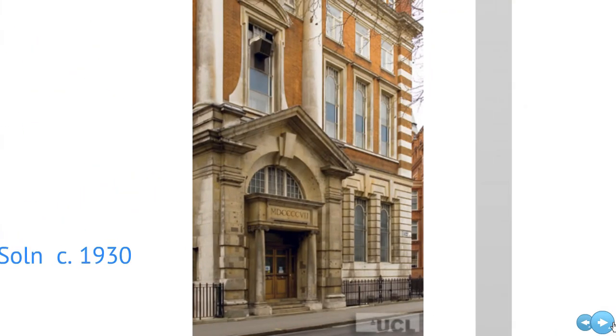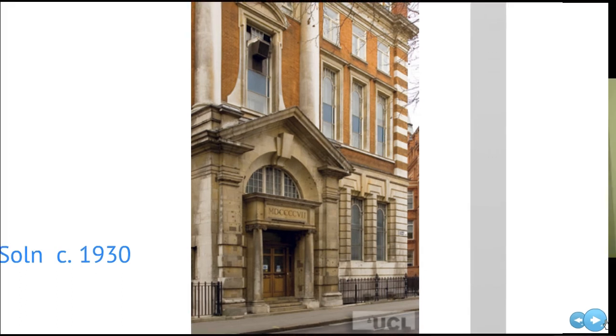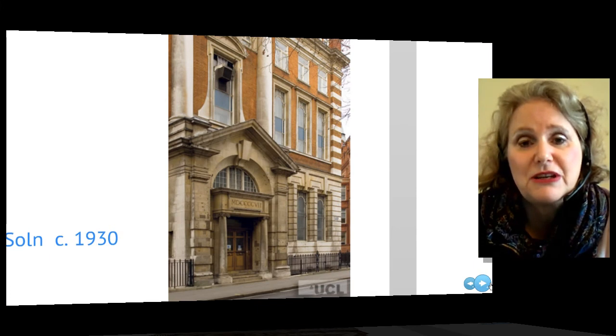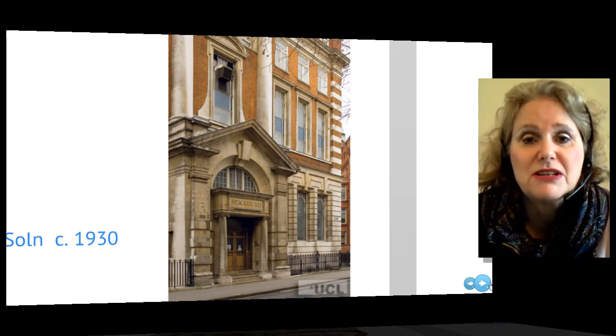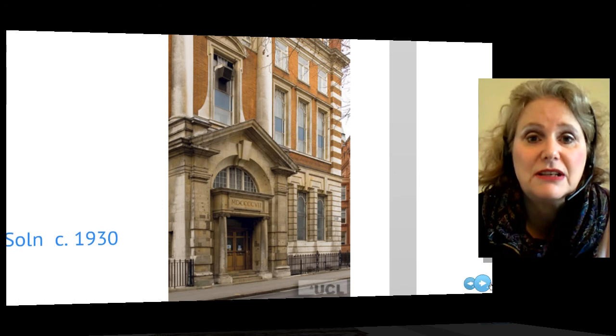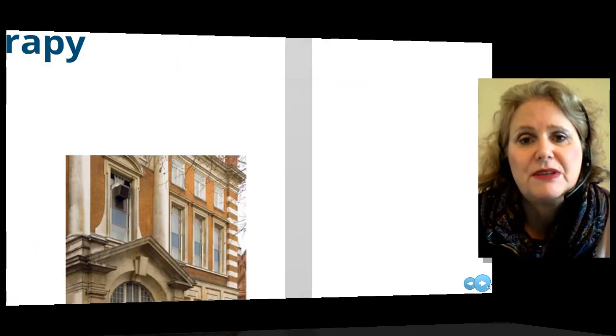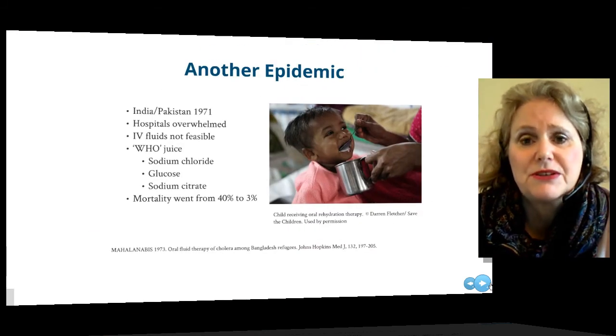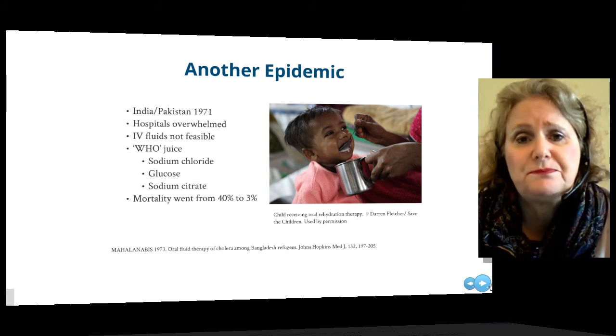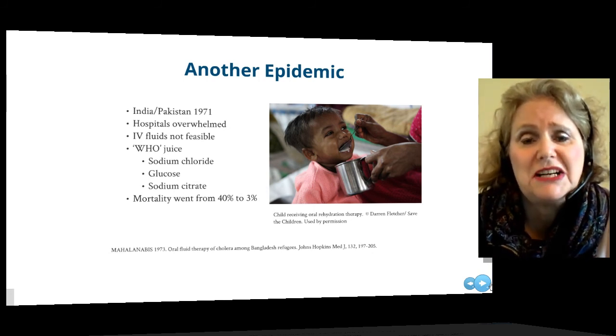So by the mid-1900s, medical practice in Britain was ticking along quite nicely. Intravenous fluids were being used routinely on many patients, particularly after World War II. And this is a picture of the original hospital at University College in London. But then, in 1971, another epidemic struck. This time not in Britain, but in India and Pakistan, who were having a war at that time.